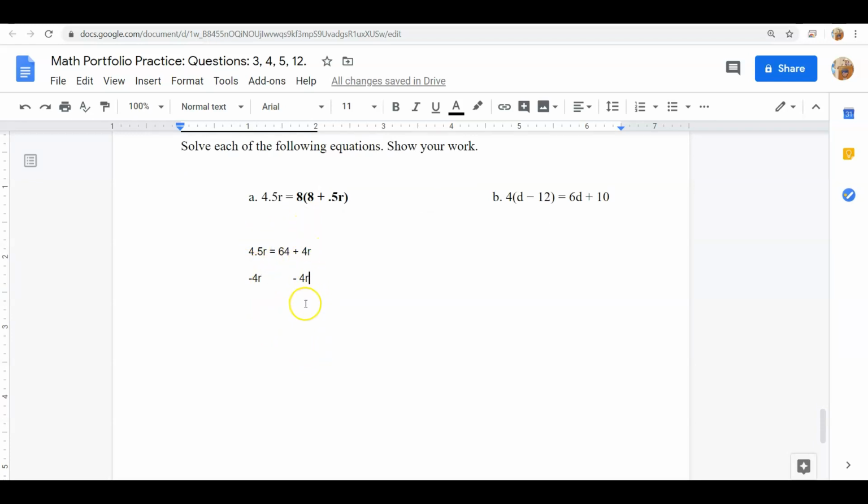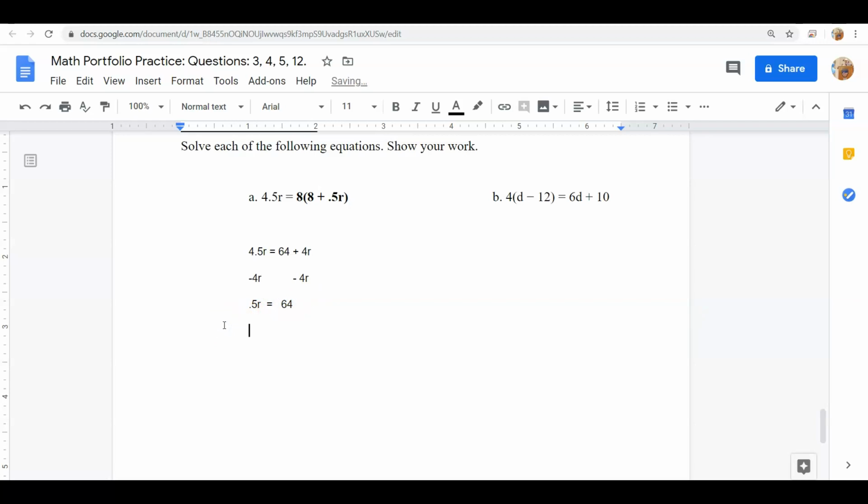So you do minus 4r here, different sign, but the same number and variable. And then you have to do it on the other side because those are the rules. So 4.5 minus 4 is going to be 0.5, and my r drops down. The equal sign then drops down. And 64 is not touched, so it drops down. Now 4r minus 4r is 0, so nothing needs to be dropped down further. But we're left with 0.5 times r is equal to 64.